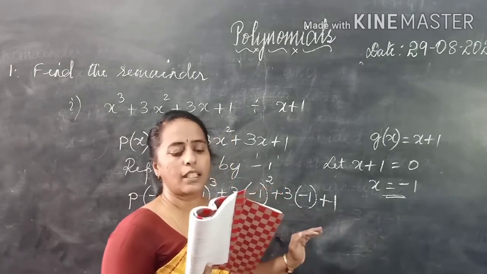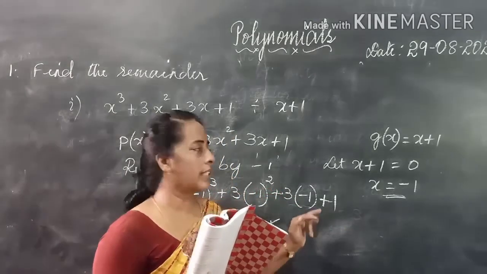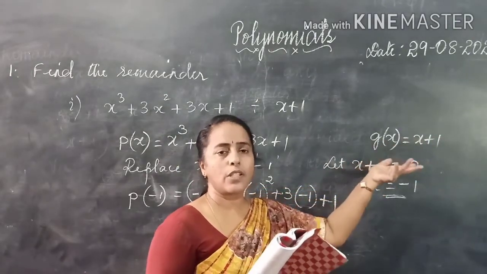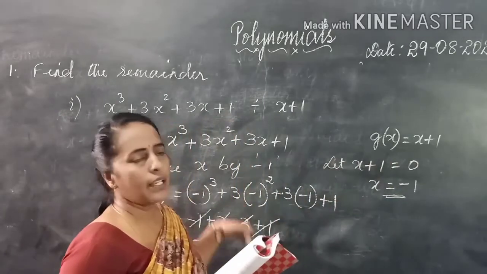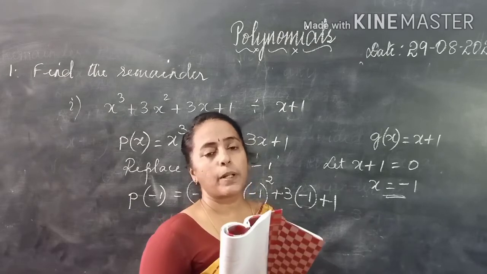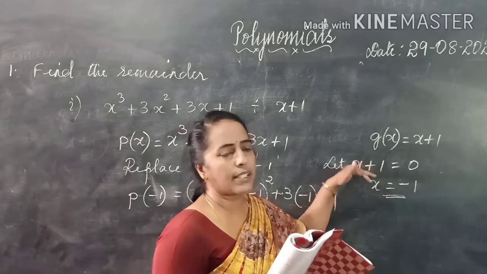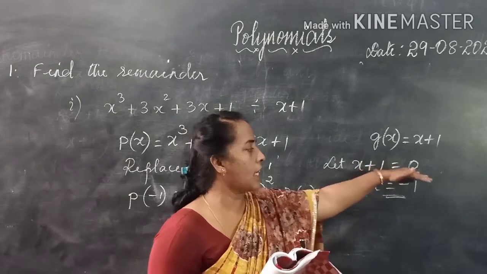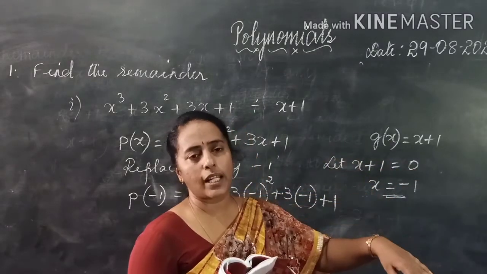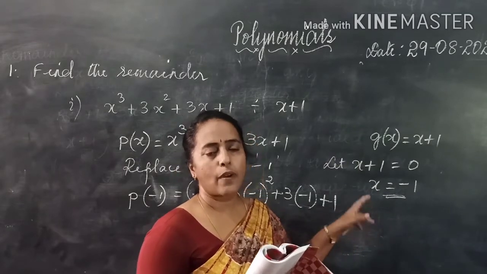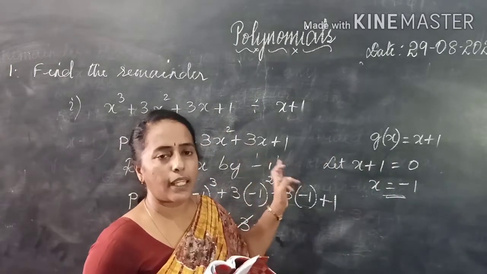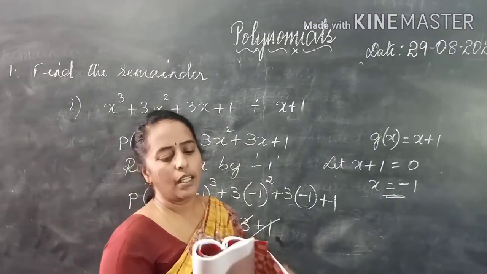Now in the third case, x is given. So the divisor g of x is x itself. Equate that, x equals 0. So what is the x value? 0. Replace x by 0 and you will get the remainder. Next, the fourth one, x plus pi. So the divisor is x plus pi. So x plus pi equals 0, that is x equals minus pi, taking plus pi from left to right. The x value will be minus pi. So replace x by minus pi, substitute that and get the remainder.